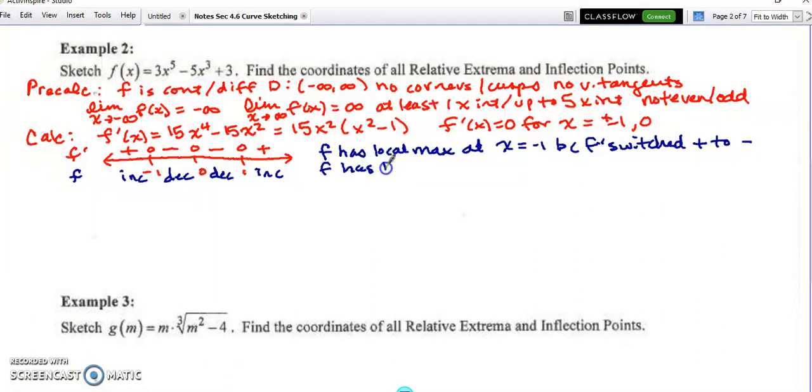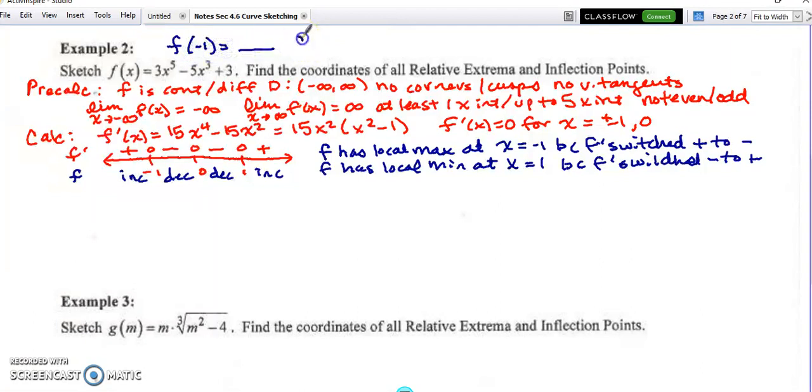F has a local min at x equal to 1 because f prime switched minus to plus. All right, so I know that when I go to graph this, I'm going to have to find f of negative 1, and I'm going to have to find f of 1. And, plugging that in, that's something that should be fairly straightforward for you guys. So I'm just going to tell you what it is. F of negative 1 ends up being 5, and f of 1 ends up being 1.